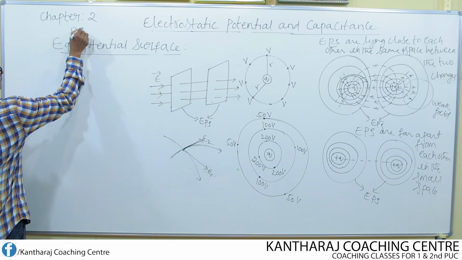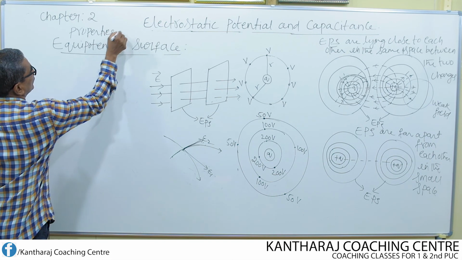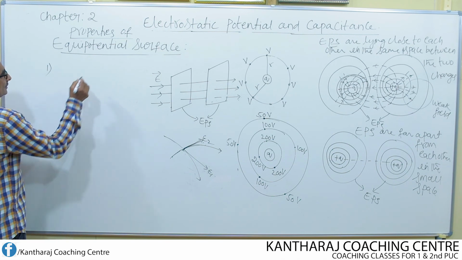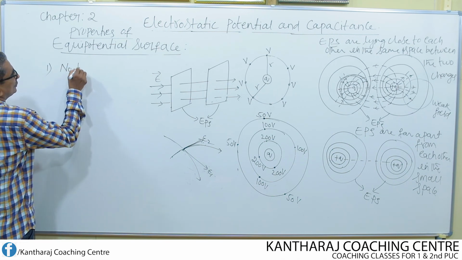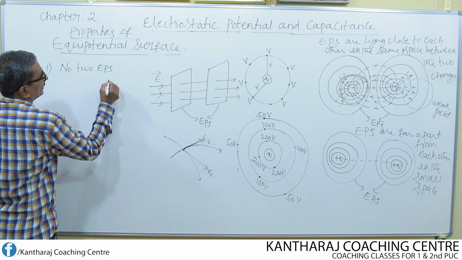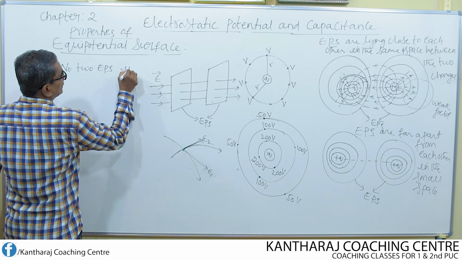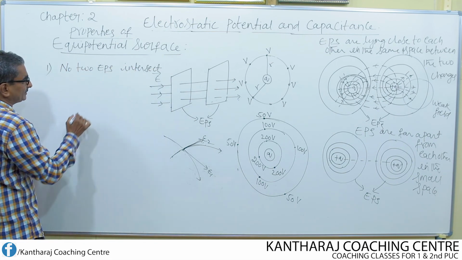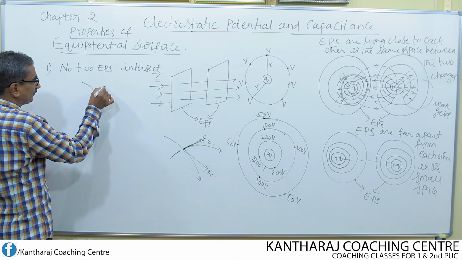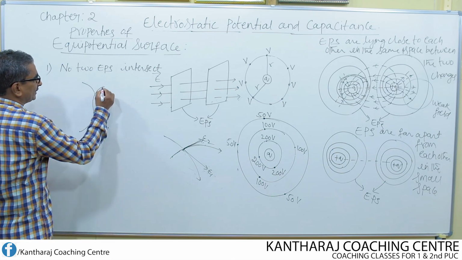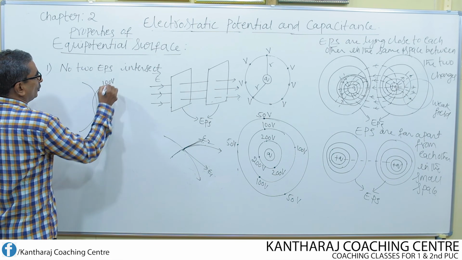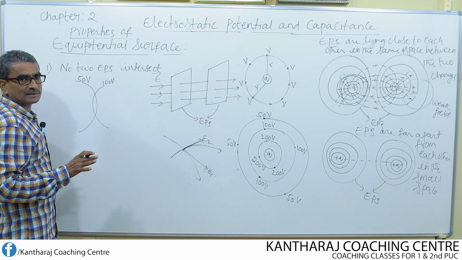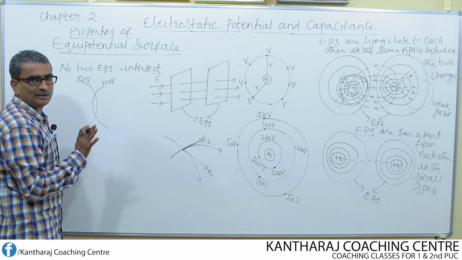Now, let us study the properties of equipotential surface. First property, no two equipotential surfaces intersect. If they intersect, what happens? Say for example, this is one equipotential surface. This is another equipotential surface. This is an equipotential surface of 100 volt. Then this may be an equipotential surface of 50 volt. I am giving just random values, not the exact values.